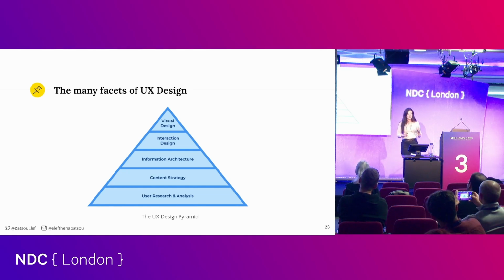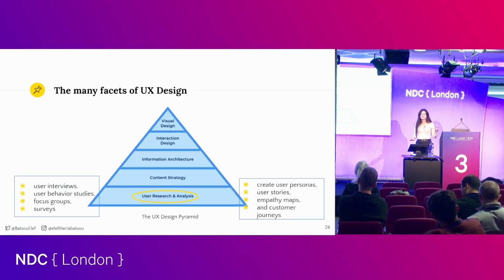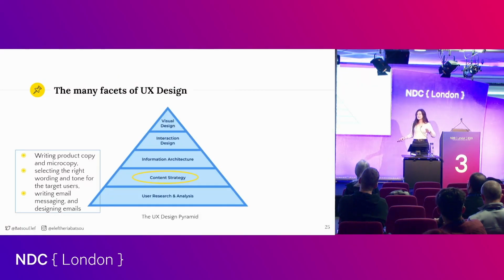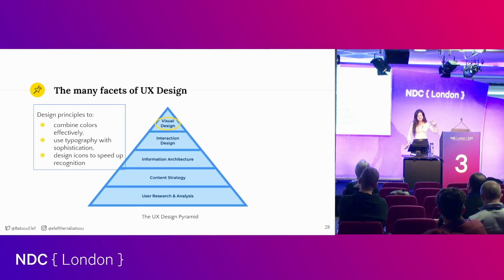So we have user research and analysis, content strategy, information architecture, interaction design, and visual design. I have also a lot of details about each of these steps. I'm not going to read everything right now, but if any of you wants that, you can ask me about my presentation later, and I will give it to you so you can see the details. But for example, in the first step, in the bottom layer, the user research and analysis, we have things such as user interviews, behavior studies, focus groups, and when we have all those things, then we will move on with creating user personas, etc., etc. So we have a lot of things. Again, I will just pass those things.